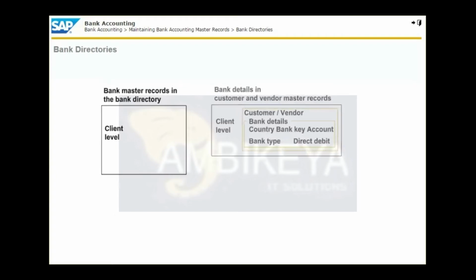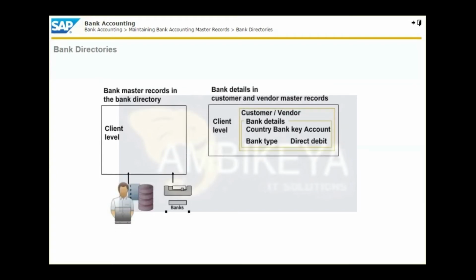The bank directory contains the addresses and valid control data, for example, the SWIFT code of all banks used in the SAP system. You can create the bank directory in the following ways. Automatic bank directory: you can automatically import the bank directory as long as it is available in the electronic data format and an import program exists for this data. Manual bank directory: you can create the bank directory manually using the required data.